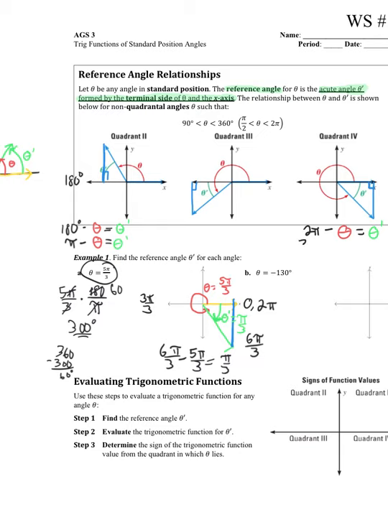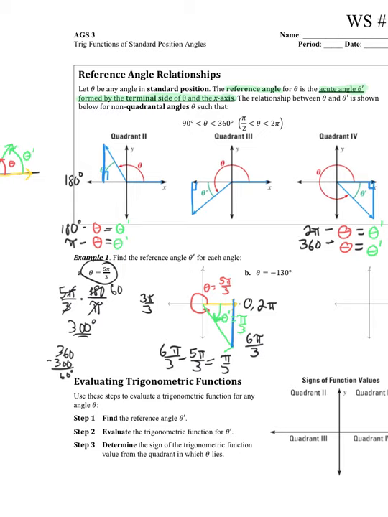Or I did it with 360 degrees minus theta, which was 300 degrees, and I got my theta prime. So this is a good rule of thumb: every time you're in quadrant 4, you're going to do 2 pi minus, or you're going to do 360 minus your theta to find your reference angle theta prime.